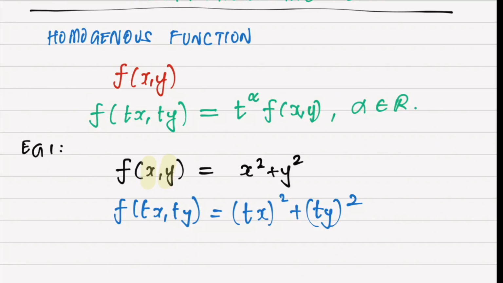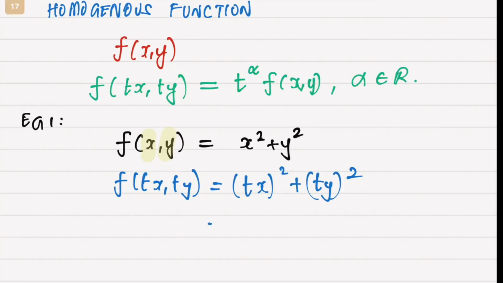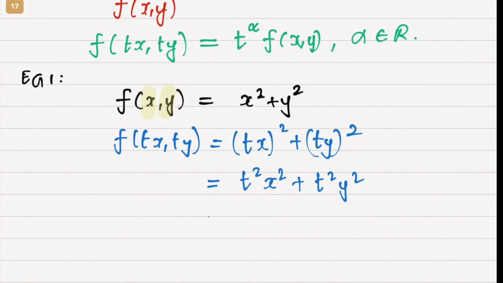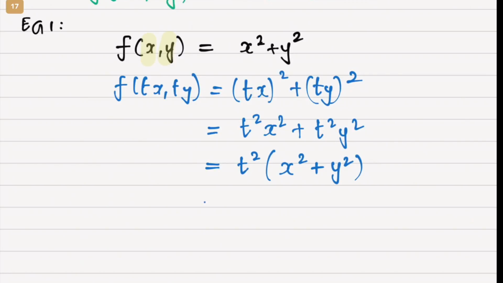Here I have a function in which the variables x and y are replaced by tx and ty. Now if I simplify, I'm going to have t squared x squared plus t squared y squared. And if I further simplify, you agree I'm going to have t squared times x squared plus y squared right here. That tells me this is exactly the same as the function right there. So I can replace that term by f of x comma y.